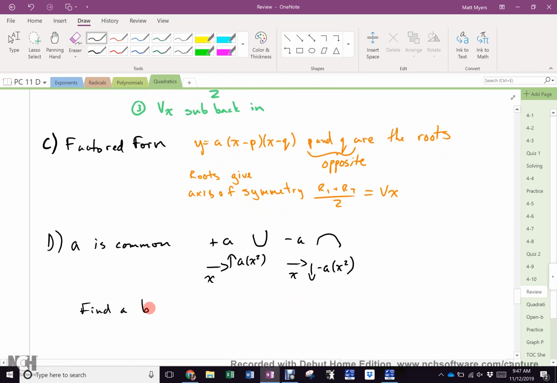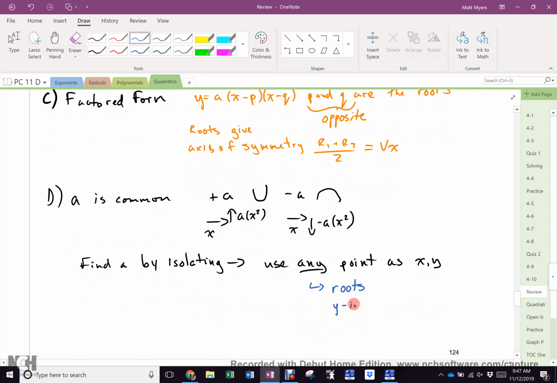Find A by isolating. How do you isolate A? Use any point as x and y. What are some points you could put in? When I say any point, you could put in one of the roots. You could put in the y-intercept. You could put in any point from the graph.